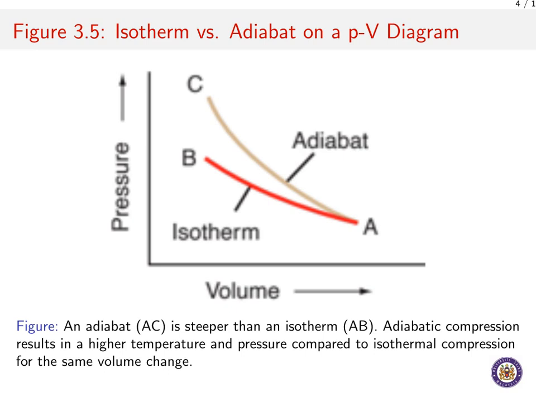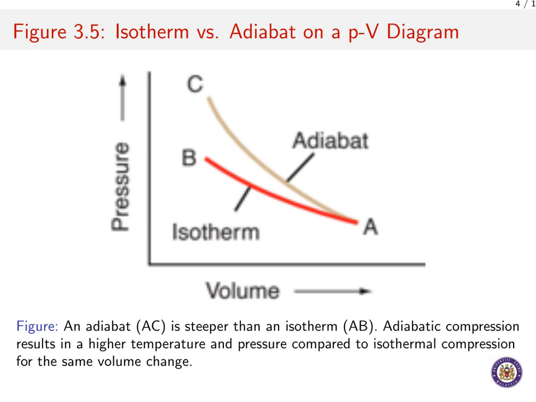This slide presents figure 3.5, which gives us a great visual comparison between an isothermal and an adiabatic process on a PV diagram. Let us imagine we have a system, perhaps a parcel of air, starting at point A. If we compress it while keeping its temperature constant, we follow the curve labeled AB, which is an isotherm. Now, if we compress that same parcel adiabatically, meaning we do not allow any heat to be exchanged with the surroundings, we follow the curve AC, the adiabat.